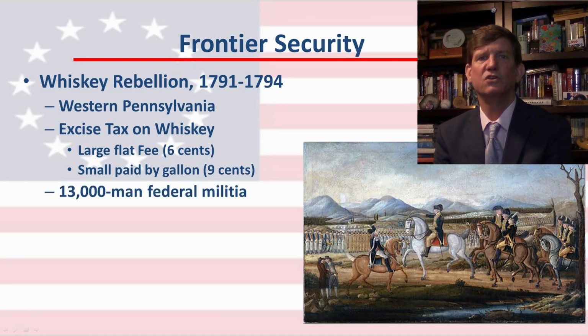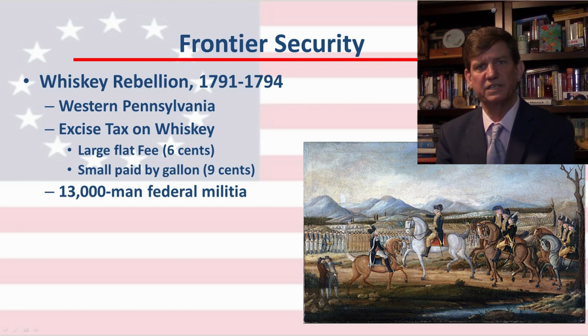Well, in this case, George Washington himself raised 13,000 men in a federal militia. Those men then marched out to western Pennsylvania and told the rebels, lay down your arms, pay your tax, submit to federal authority. Not surprisingly, those farmers, those ragtag bunch on the frontier in western Pennsylvania, seeing George Washington arrive at the head of 13,000 men, decided to submit to federal authority.